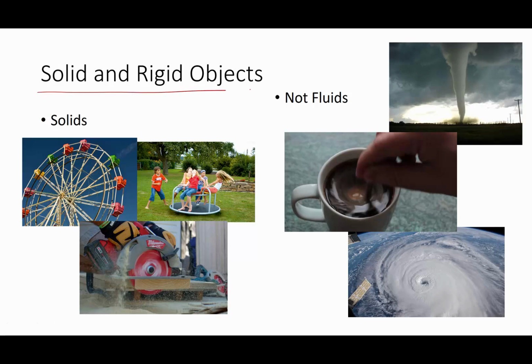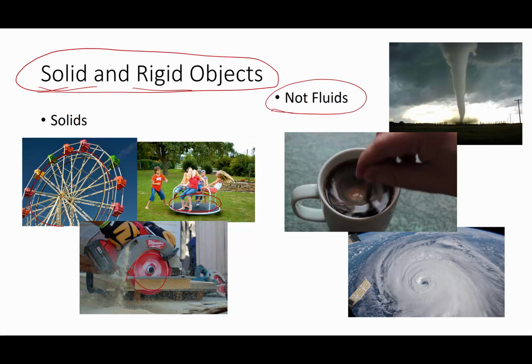As we go through our discussion, we are only going to be talking about solid or rigid objects as we refer to rotational kinematics and dynamics. That means we're going to stick to solid things like Ferris wheels and little carousels on playgrounds and circular saws. We are not going to talk about fluids. We are not going to talk about rotating gases. We're not going to talk about rotating liquids. And the reason is because these get very complex.